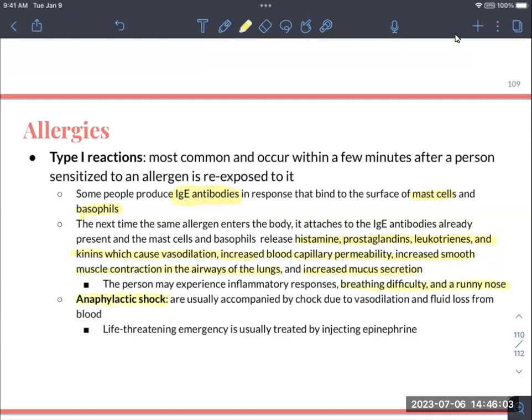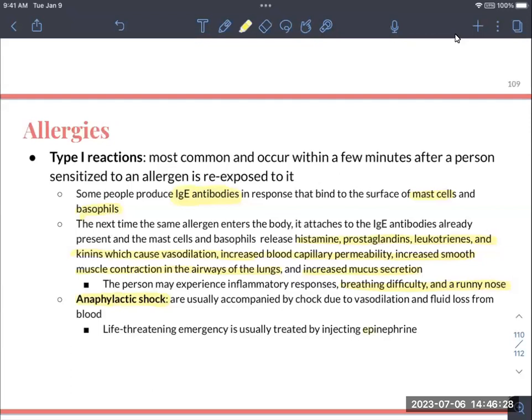Anaphylactic shock. It's accompanied by this shock where this person has vasodilation. So they're losing a lot of fluid from the blood because their blood vessels have gotten so large. They can start sweating. It can be life-threatening.